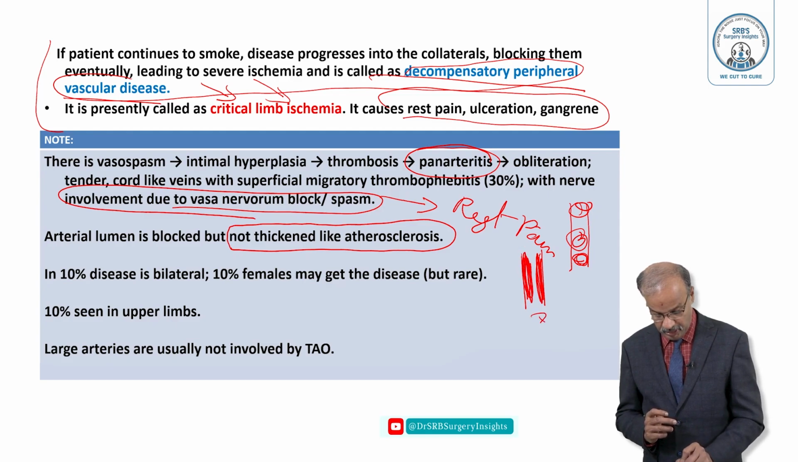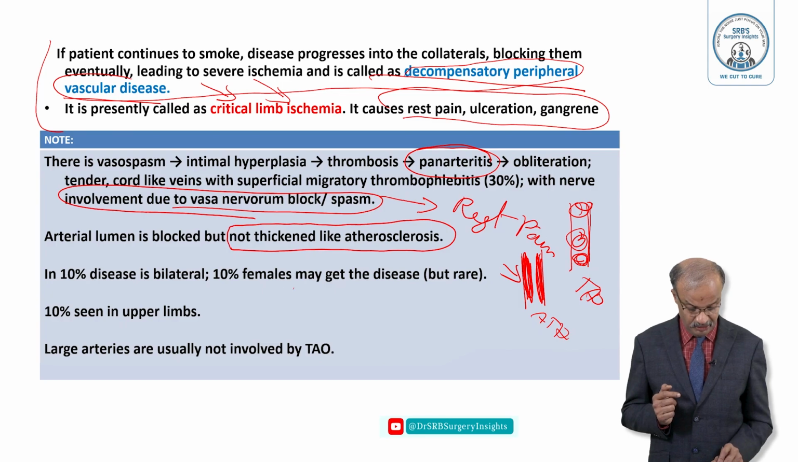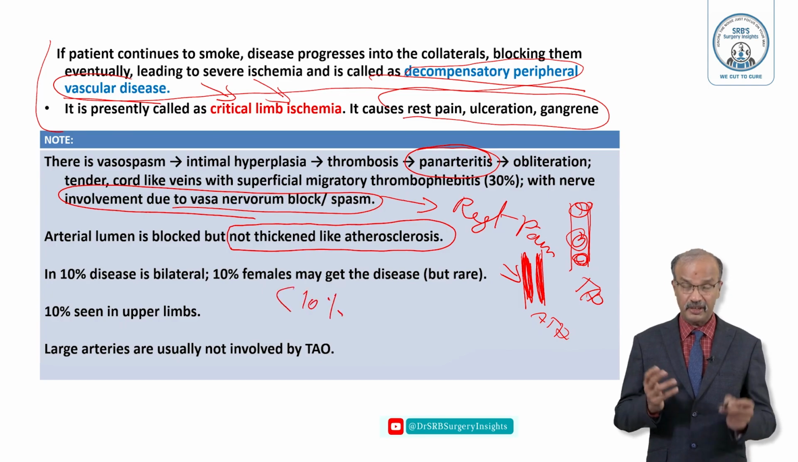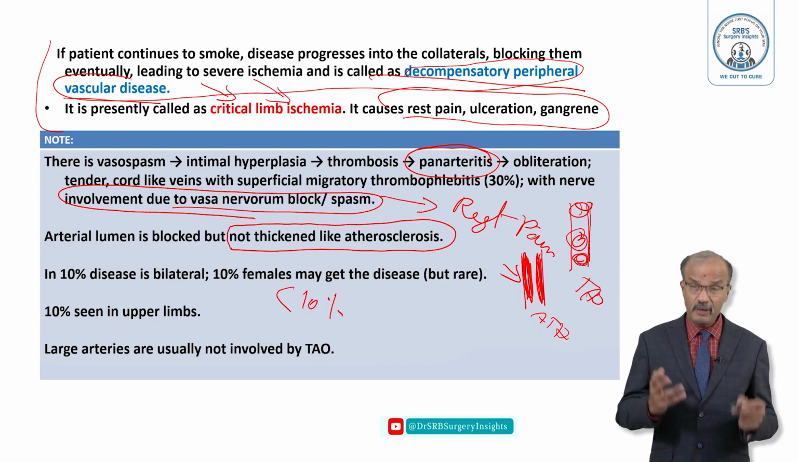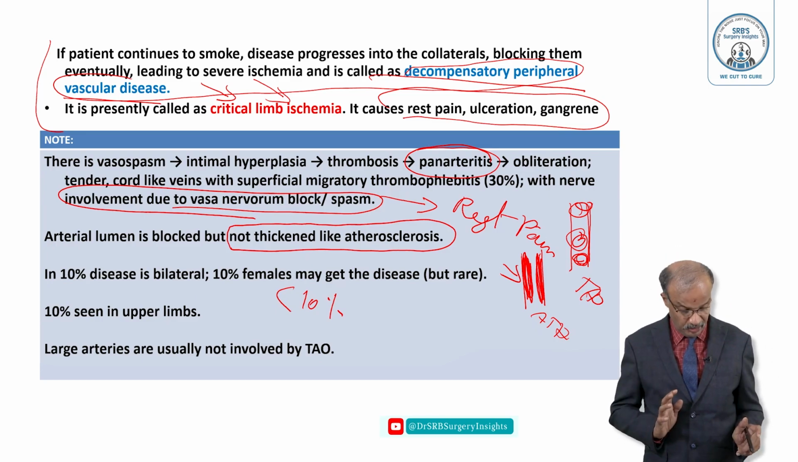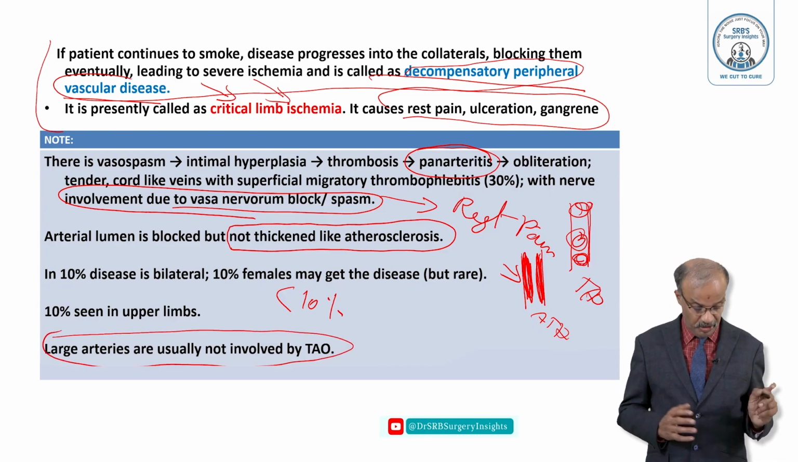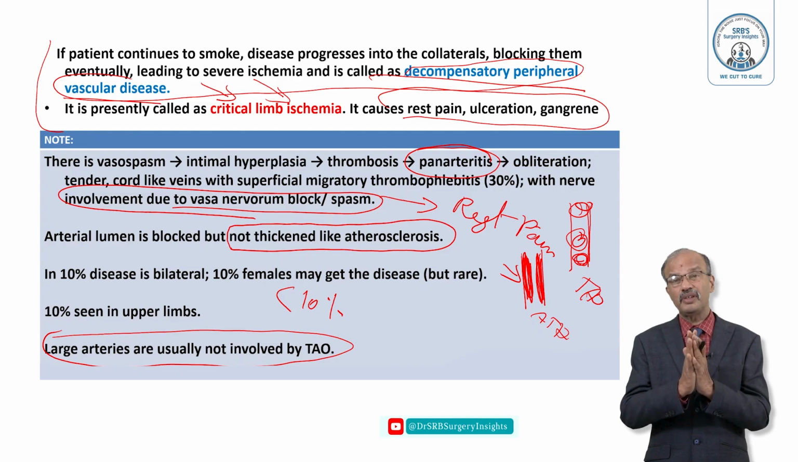This is the atherosclerosis. This is the TAO. So the difference: the wall is normal in TAO, whereas in atherosclerosis the wall is thickened. This is bilateral. Females are less than 10%, actually not even 10%. Some literature says 10%, actually very less. Upper limb can be involved, but by principle the lower limb is always involved first, and then the upper limb. Large arteries are usually not involved; that is mainly by atherosclerosis, not by TAO. So these are the pathological differences.